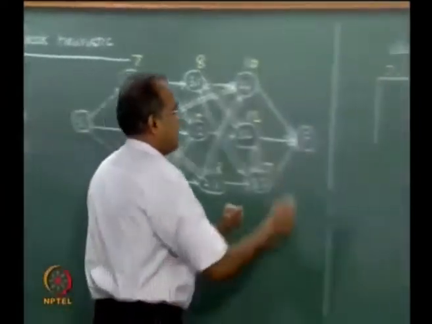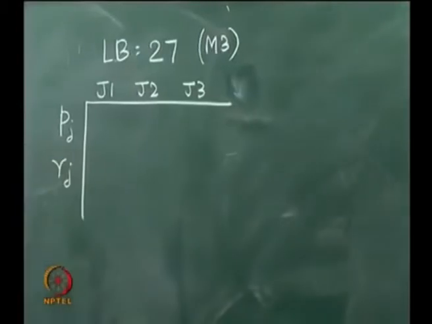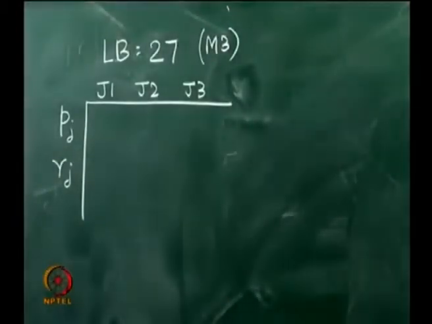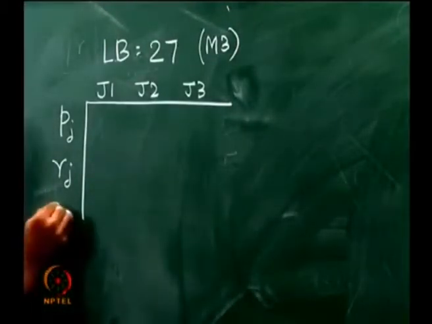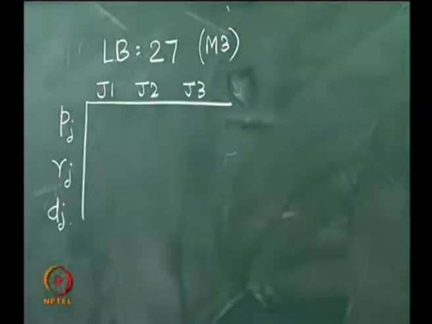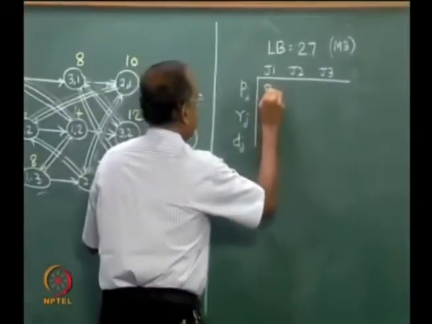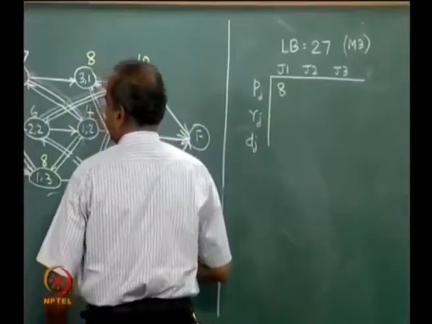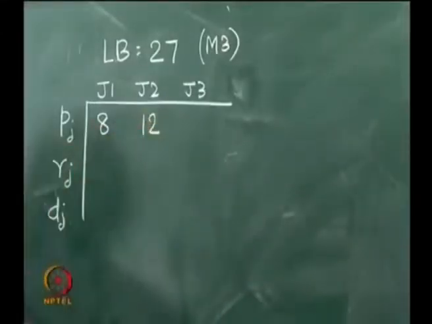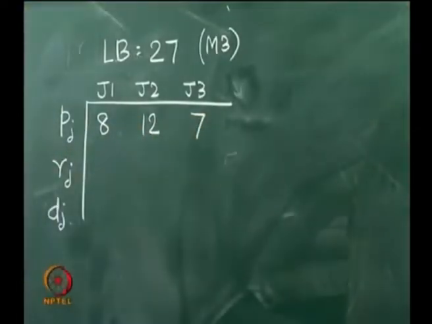So, we have to write Pj, processing time on machine 3, Rj, release time or time at which the job is available, and Dj, which is the due date. Now, writing the processing times is easy. We can see from here on M3, J1 requires 8, on M3 J2 requires 12 and on M3 J3 requires 7.